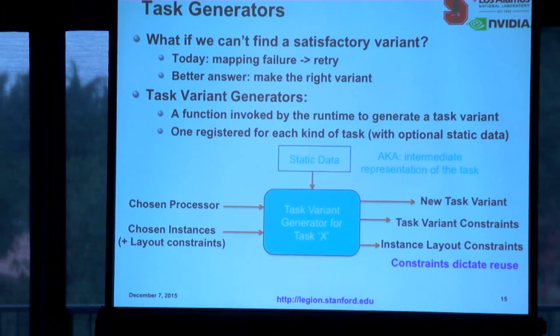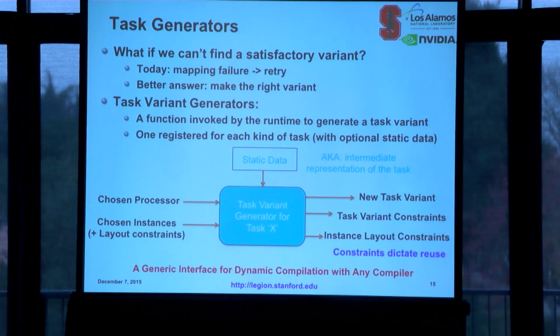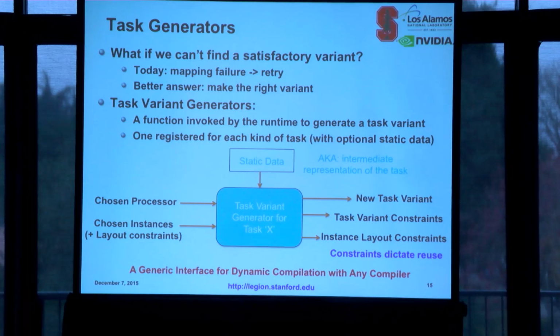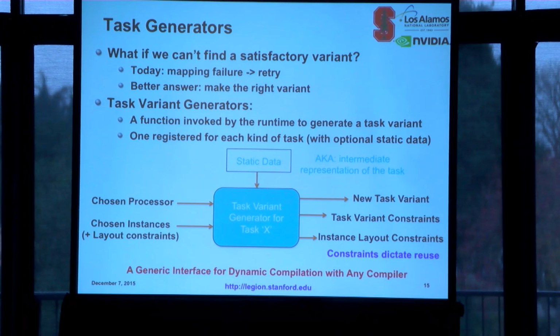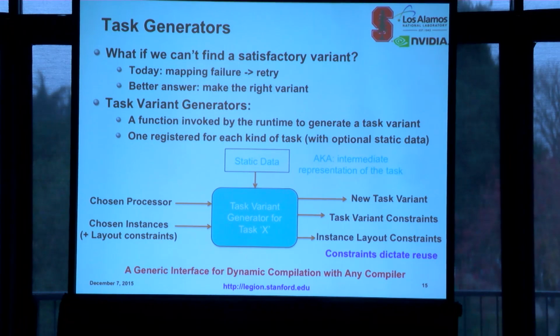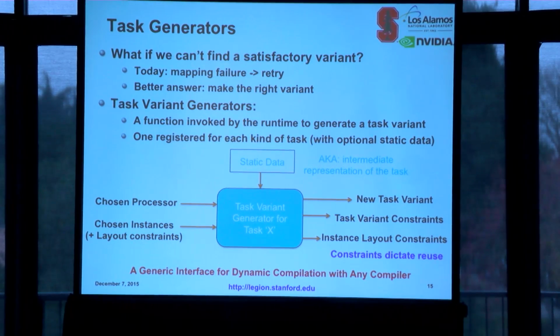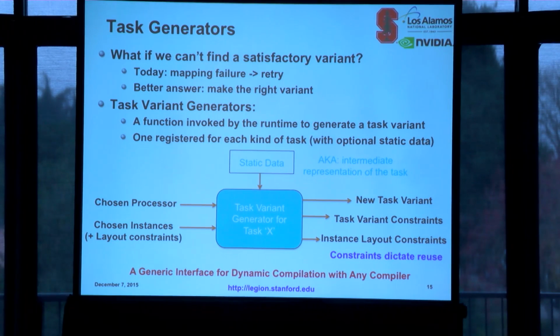So what are task variant generators really? Well, the way you should think about them is that this is just a generic interface for doing dynamic compilation with any compiler. Effectively, the Legion runtime doesn't need to know what's in that static data block. It doesn't need to know what's in the task variant generator. You can have any compiler in there. You can have any intermediate representation in there that you want. The runtime knows that this is just an interface for dealing with the dynamic generation of code. So you can put your DSL in there. You can put Regent in there. You can put Clang or LLVM in there. You can do whatever you want to generate code, and this is going to be the interface that Legion's going to use to speak to any compiler that's going to be dynamically invoked.